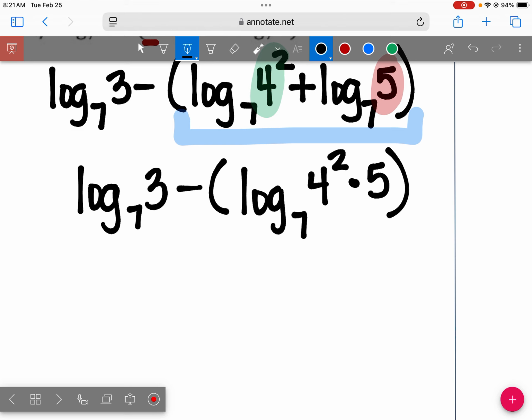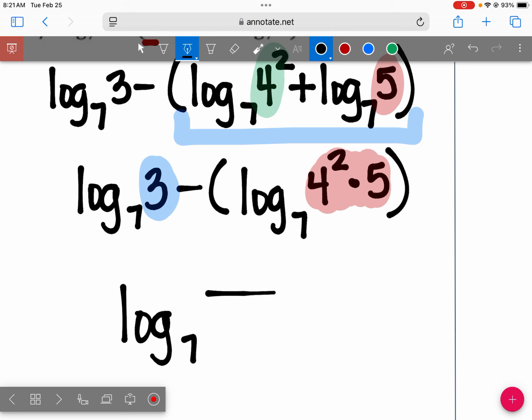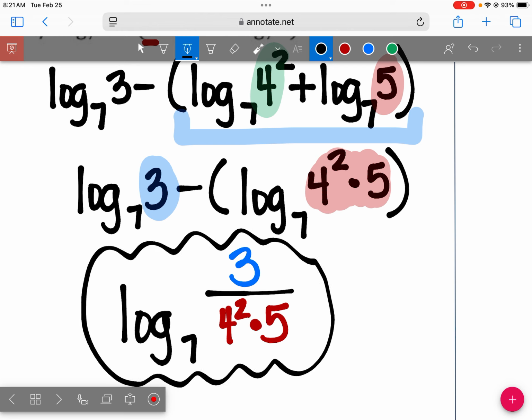Because we have subtraction, that tells me that we're going to end with a fraction. This is the numerator of my fraction. This is the denominator of my fraction. So my final answer will be log base 7 of, make your fraction, put the 3 upstairs, and then the 4 squared times 5 is downstairs. And that is your answer.